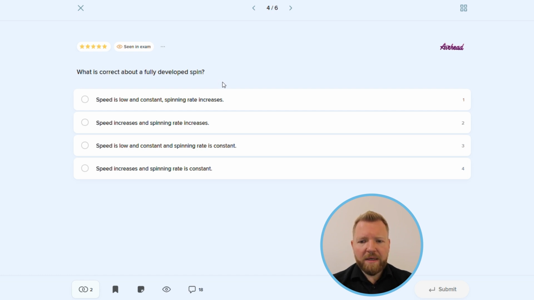Now, the fully developed spin starts after the first 360 turn, where yaw, slip, and roll become stable. So as we see, a fully developed spin would have low speed and constant spinning rate. So answer number 3 is correct.